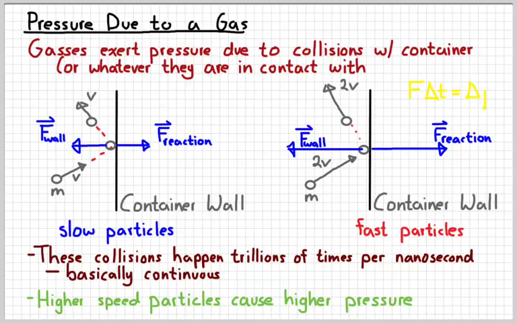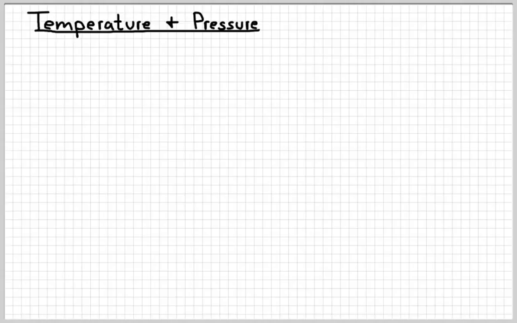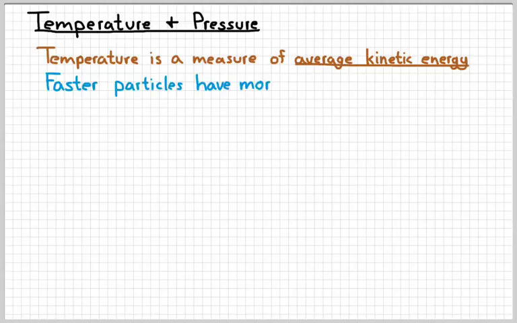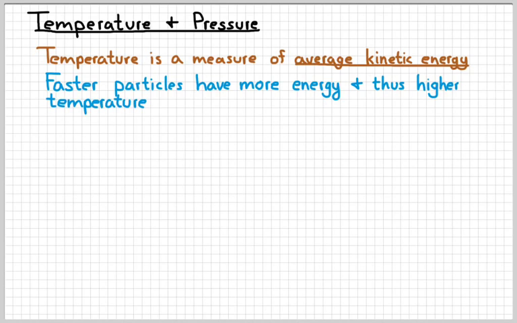If somebody were to ask you to calculate how big that force was, then you would probably use the impulse momentum theorem. F delta t equals delta p. So, how is temperature, which is a measure of how fast those things are going, related to pressure? A working definition for right now is that temperature is a measure of the average kinetic energy of those tiny particles. In other words, faster particles have more energy and thus have a higher temperature.